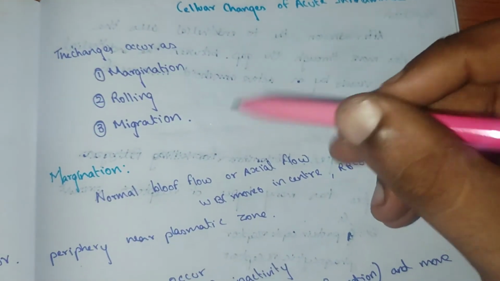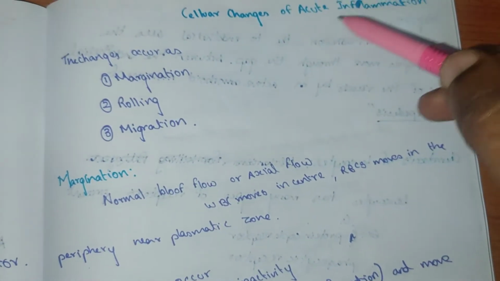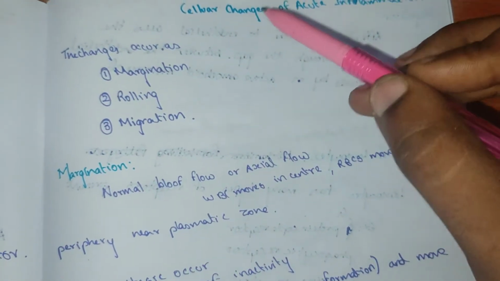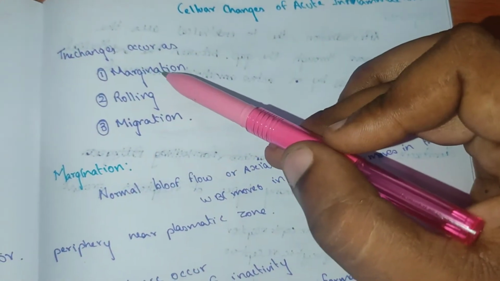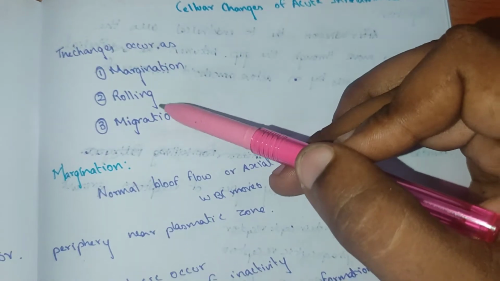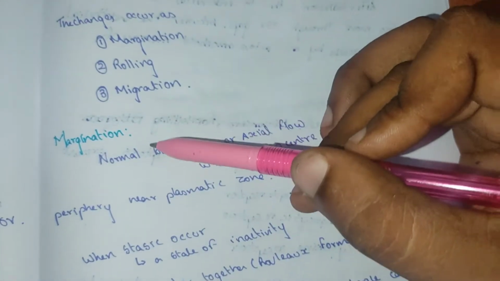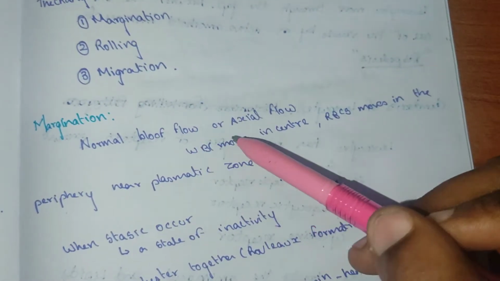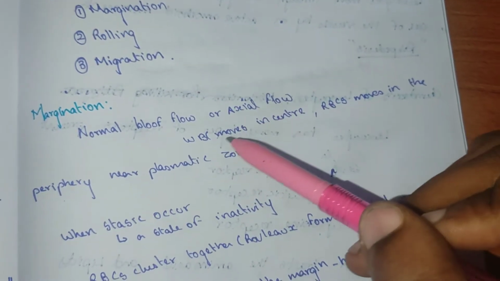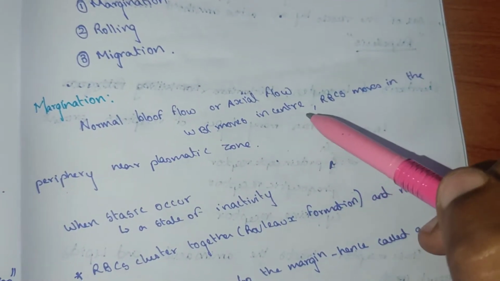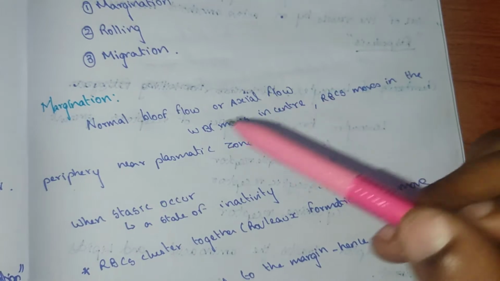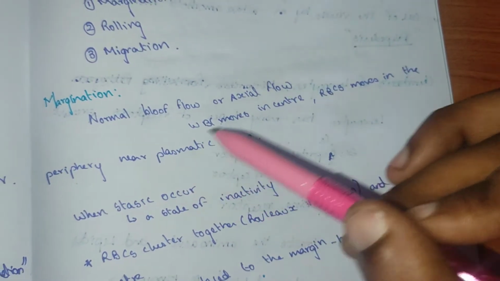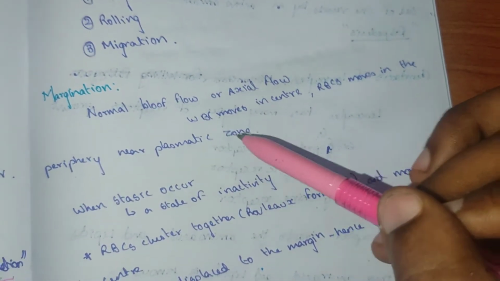These are the 3 steps which are involved in the cellular changes of the acute inflammation: margination, rolling as well as migration. Margination: in a normal blood flow, or axial flow, the WBCs move in the center and the RBCs move in the periphery near the plasmatic zone.